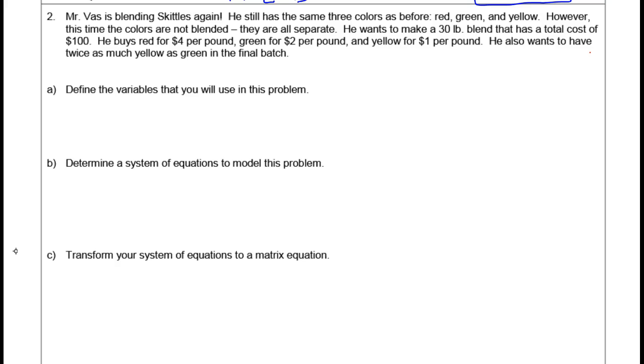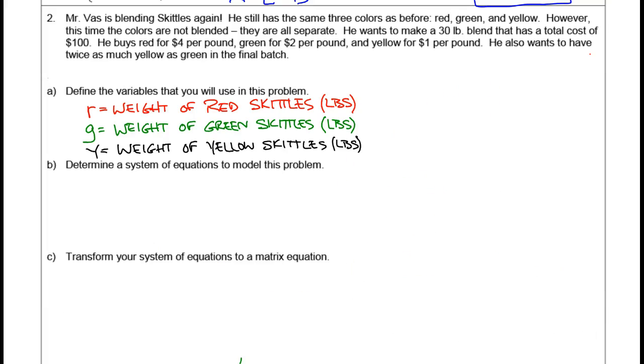The first thing we're going to do is define the variables that we're going to use in this problem. This problem requires 3 variables. I've defined them as R, G, and Y. Red is going to be the weight of red Skittles, measured in pounds. G is going to be equal to the weight of green Skittles, also in pounds. And Y is going to be the weight of yellow Skittles, also in pounds.